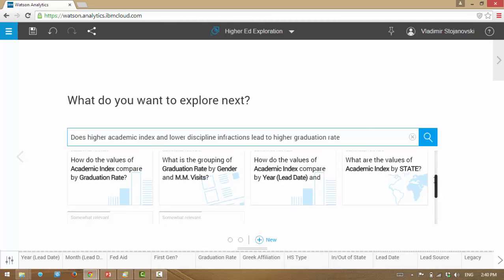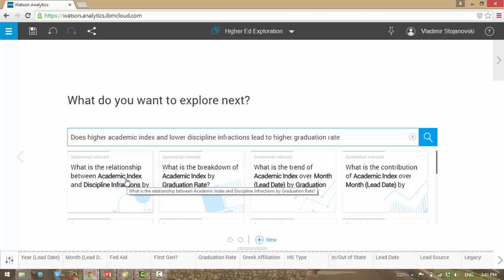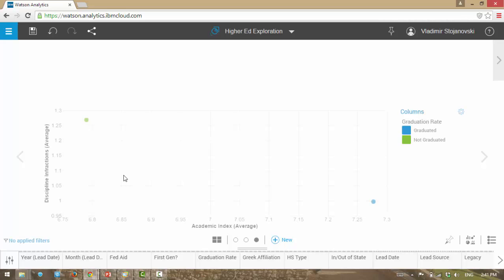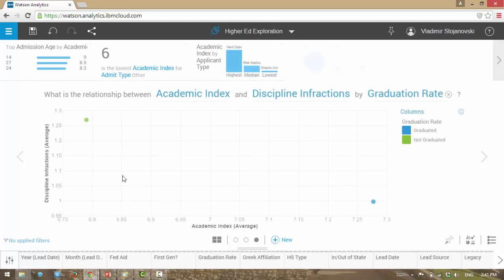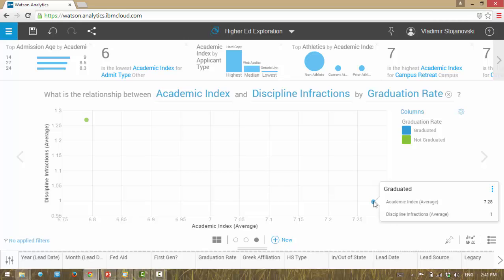And because we're asking a question that has a couple of variables, a bubble chart or a scatter plot is the most appropriate way to visualize the answer. And what we find here is that students that do not graduate, which is the green color, tend to have more discipline infractions and a lower academic index than those that graduate on average.